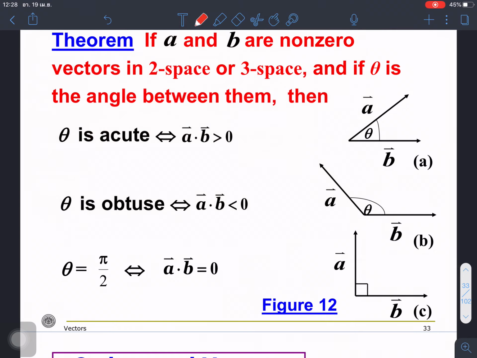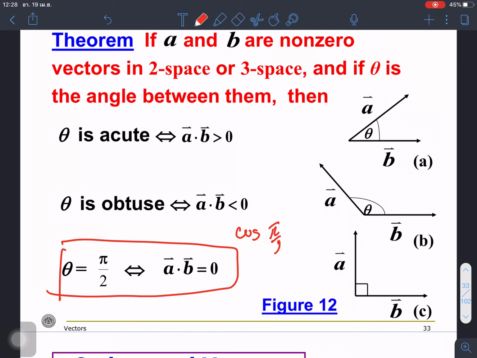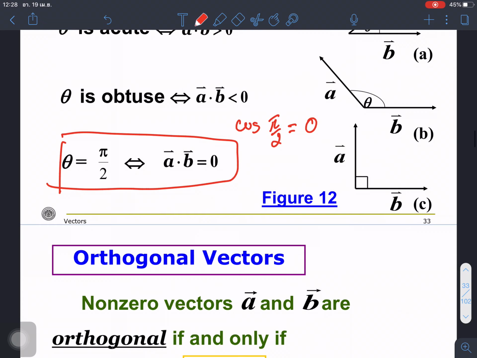I think the most important thing is right here. If A dot B is 0, then theta is pi over 2, because remember, cosine of pi over 2 is 0. Cosine of 90 degrees is 0. So you get that, and we are going to call this situation perpendicular. So A is perpendicular to B.